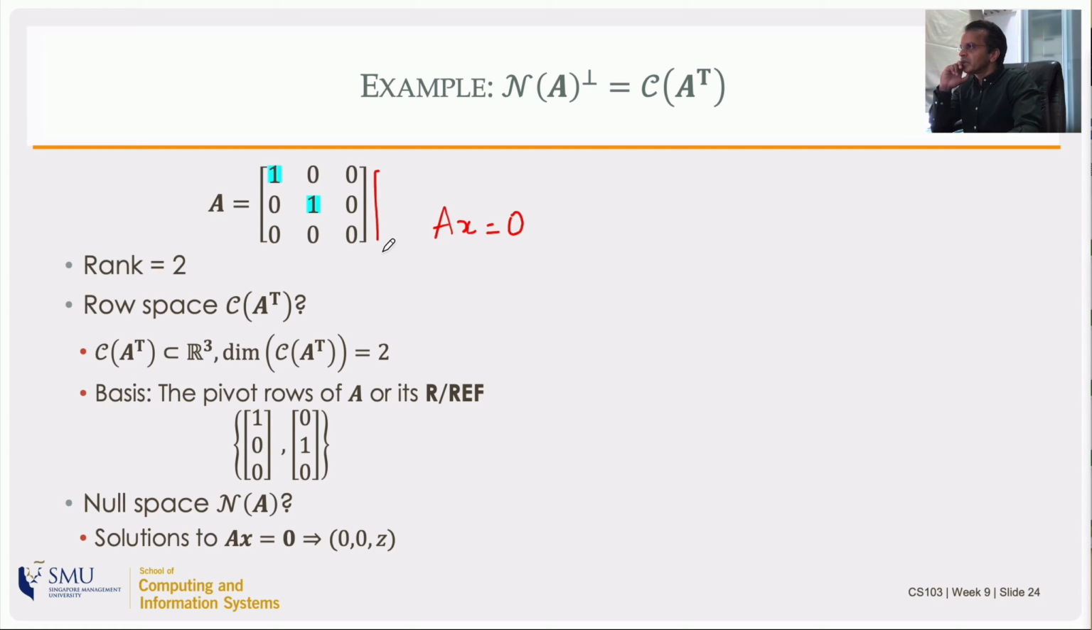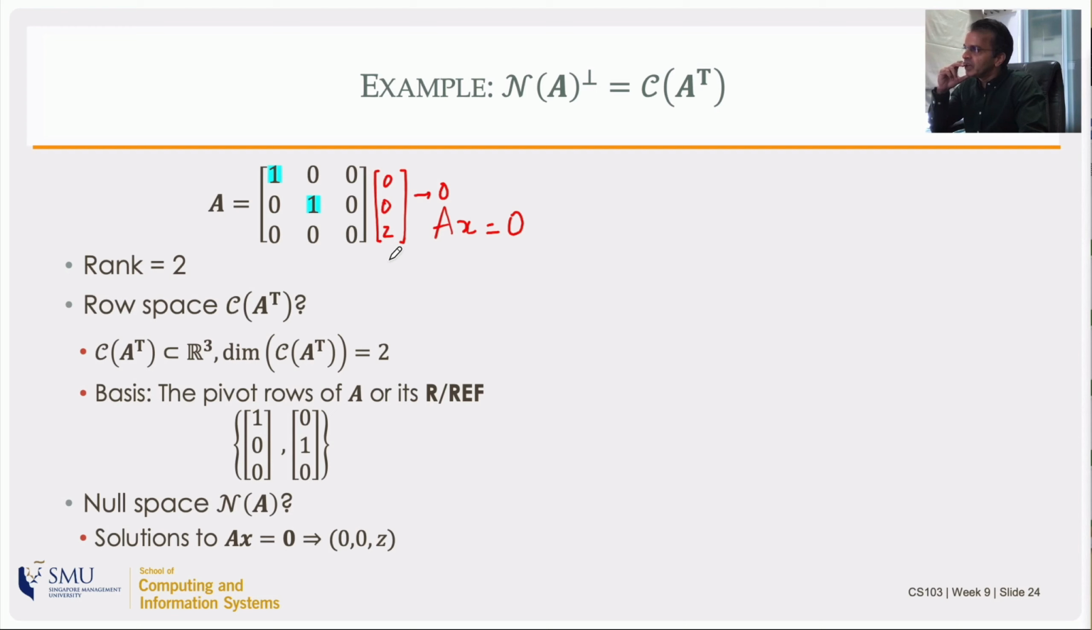One such vector would be 0, 0, some value z. So what happens if I multiply A with that? I get 0 of the first column, 0 of the second column, z of the third column. But the third column is already 0, so that is going to be equal to 0. So any vector of the kind 0, 0, 1, 0, 0, 2, 0, 0, 5, all those things will give me Ax equal to 0.